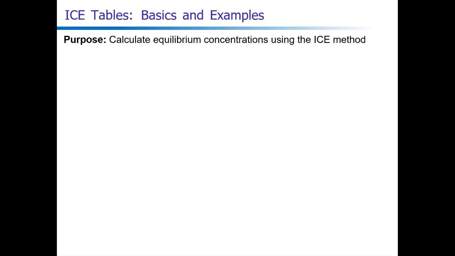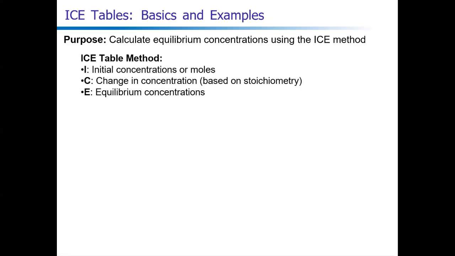Let's now look at one of the most powerful tools for solving equilibrium problems, the ice table. This stands for initial, change, and equilibrium. We use this method to calculate unknown equilibrium concentrations based on stoichiometry and a known equilibrium value. Let's walk through one to demonstrate how they're performed, looking at the decomposition of NOBr into NO and bromine.